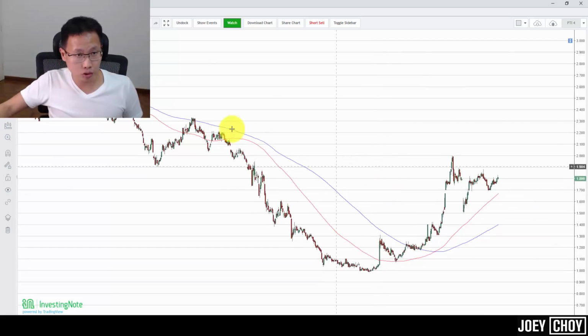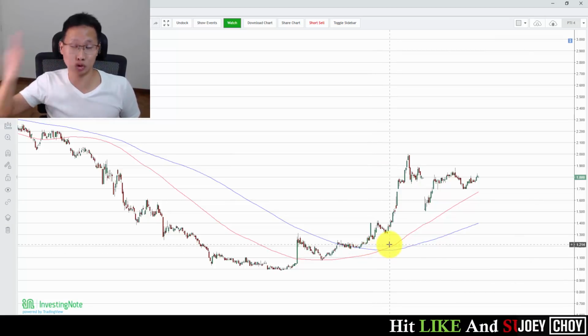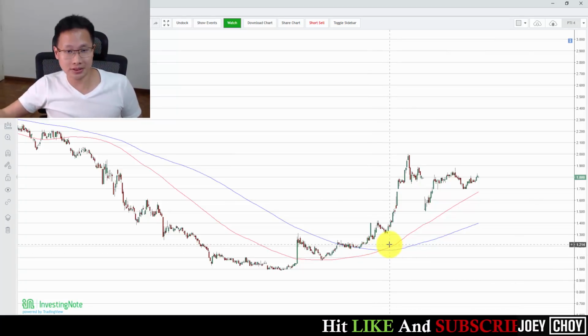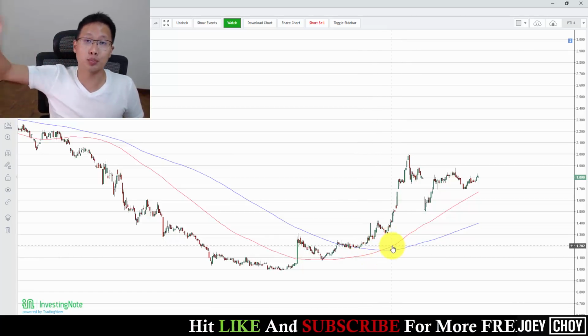However, look at this right here. This red line was pretty much down and below the blue line, but started to consolidate. You can see it started to flatten out, and eventually we went above the blue line. In order to be above the blue line, you need to cross above it. Makes sense, right? So this is where it happened. It crossed above the blue line and started to point up.